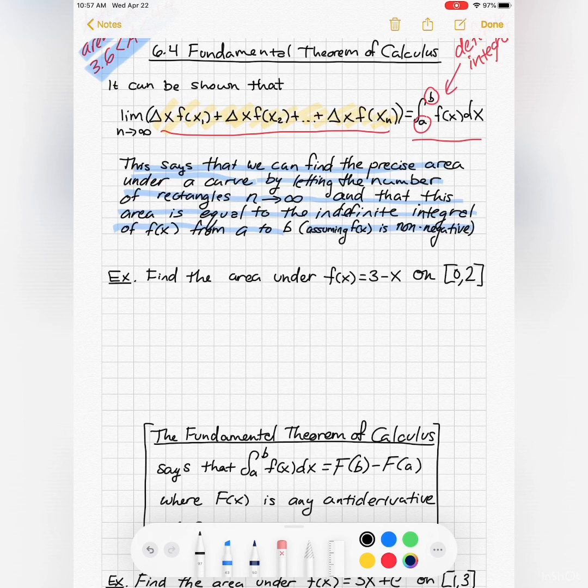So what we're going to do now is we're going to use the definite integral. So we're going to say the area actually under that curve, using this definition, is the integral from 0 to 2 of the function with respect to x. Okay, so now I integrate. So 3x minus a half x squared. Okay, here's the notation. I evaluate from 0 to 2.